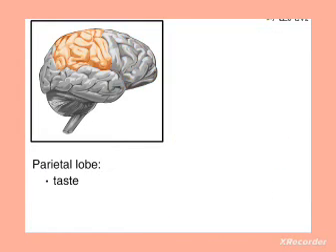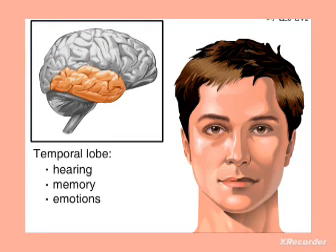There are two parietal lobes, one on each side of the brain. The parietal lobes are located behind the frontal lobe towards the back of the head and above the ears. The taste center is located in the parietal lobes. All sounds are processed in the temporal lobe.